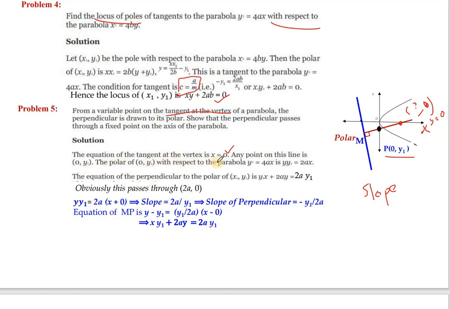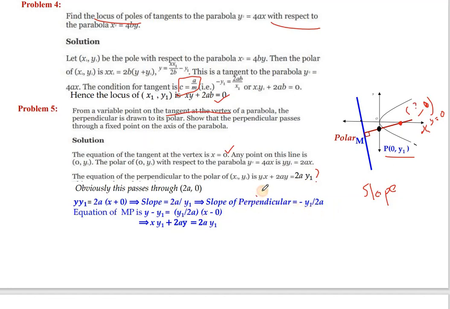So the equation of the tangent at the vertex is x equal to 0. Any point on this line is 0, y1. The polar of 0, y1 with respect to the parabola y square is equal to 4ax is y y1 is equal to 2a into x plus x1, but x1 is 0. So you just have 2ax, no x1. The equation of the perpendicular to the polar is this. So how do we get this? For which you just look at this equation. You have y y1 is equal to 2a into x plus 0, from which the slope is given by 2a by y1. So slope of the perpendicular will be minus y1 by 2a.